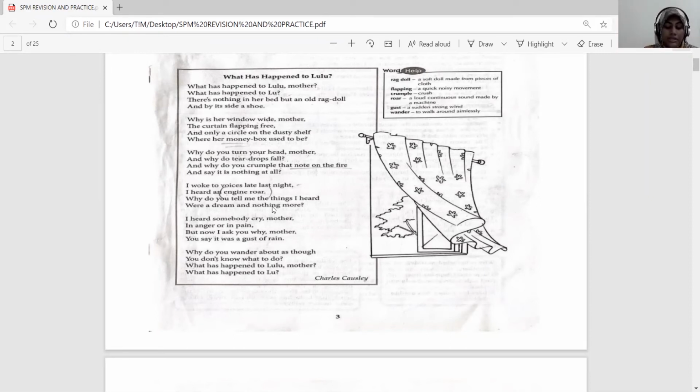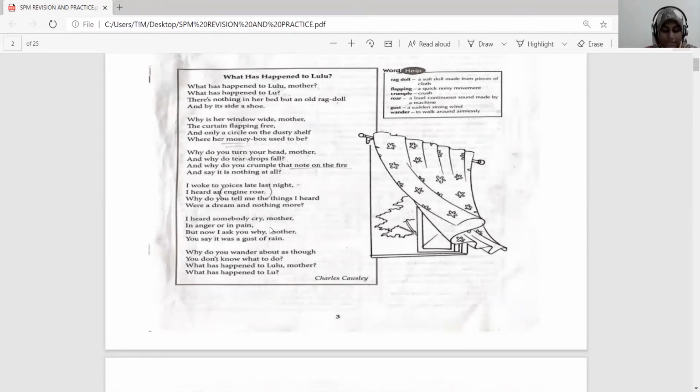Okay. Stanza 5, "I heard somebody cry mother in anger or in pain." Okay, crying in anger or in pain, like you hold it in and then you cry. So that kind of crying. "But now I ask you why mother, you say it was gust of rain." Probably it could be the mother, or it could be the sister who cried earlier, right? Previously, it wasn't very clear here, but it suggests that the mother feels a sense of guilt. And then she said it was gust of rain. She doesn't want to tell what actually happened, right?